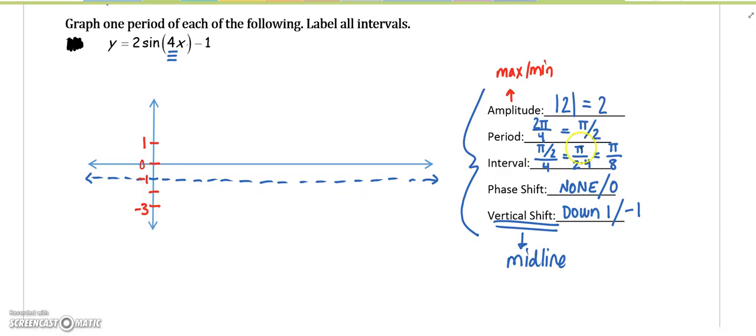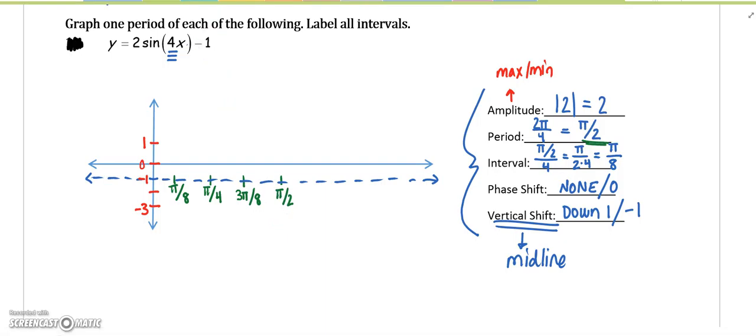Now let's try my x values. Remember, you start at your phase shift, which in this case is 0. So I'm going to start right here at x equals 0. Then I'm going to go up my interval 4 times until I get to the period. So it'll be pi over 8 plus another pi over 8, that's 2 pi over 8, which is pi over 4, plus another pi over 8, that's 3 pi over 8, and plus one more is 4 pi over 8, which is pi over 2. And see how that is the period. Alright, that's a good sign.